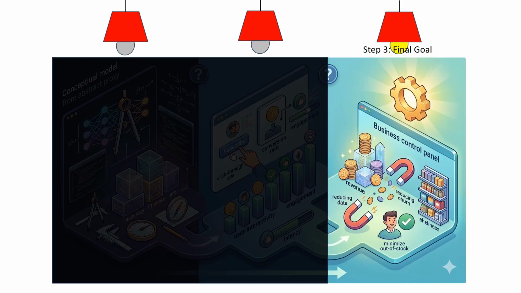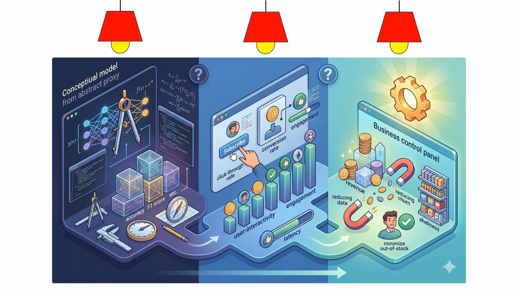And then we have the most important thing, the final goal. This is what the business actually cares about. For example, increasing revenue, reducing churn, improving customer satisfaction, minimizing out of stock. Sometimes the final metric that truly matters for the business is very difficult and slow to measure. So we need to find a proxy metric that can be measured earlier and more easily, and that has a strong correlation with the ultimate goal.